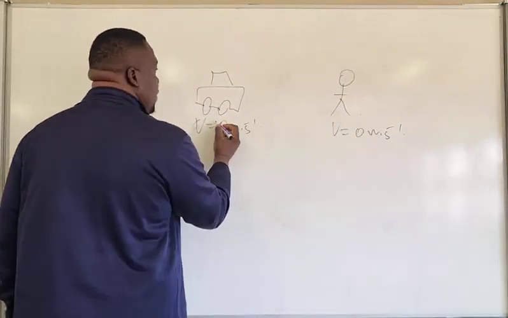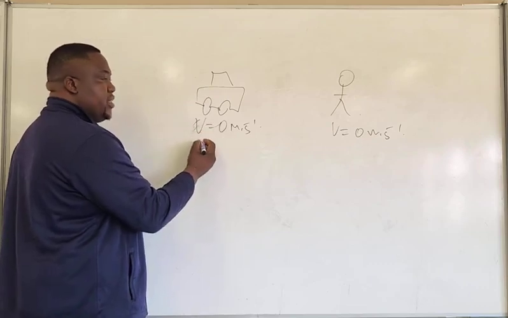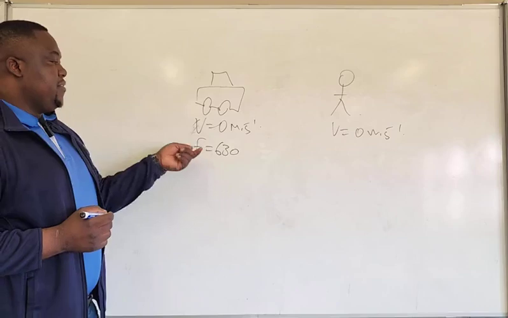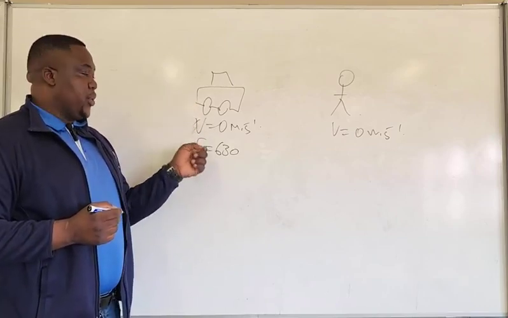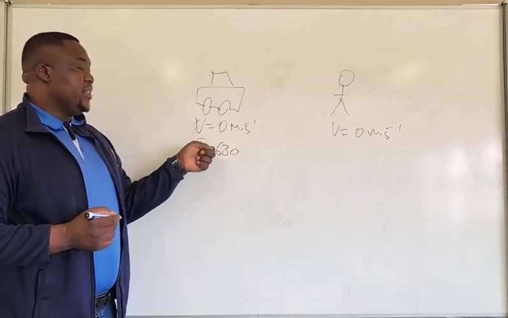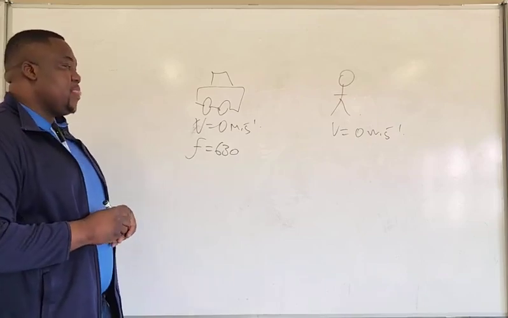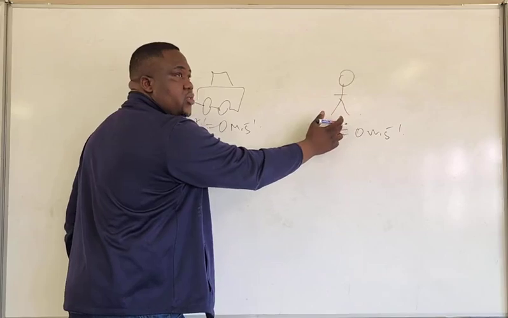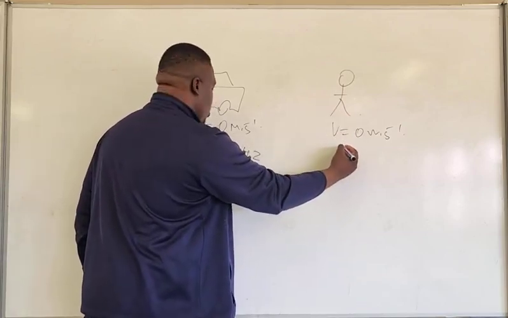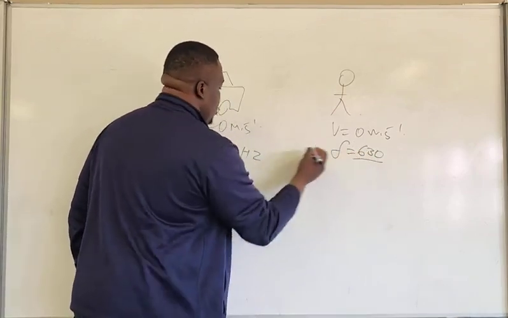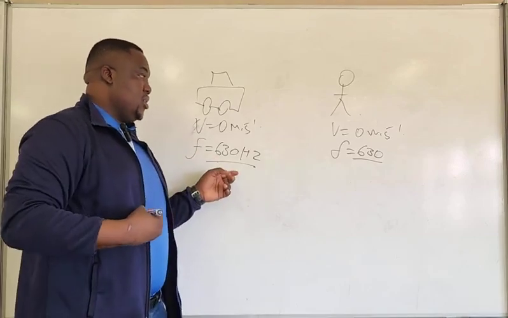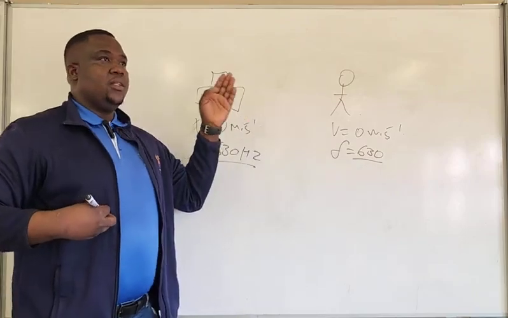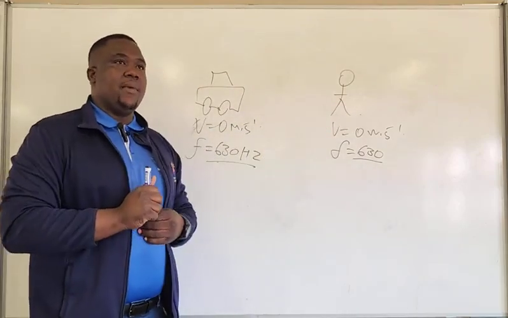If this car or this ambulance produces a sound which has a frequency of 630, this 630 is the very same frequency that this listener is going to perceive. It means that this listener is going to perceive how much? 630. So the frequency of the source and the frequency of the listener are going to be equal because the source and the listener, both of them are stationary.